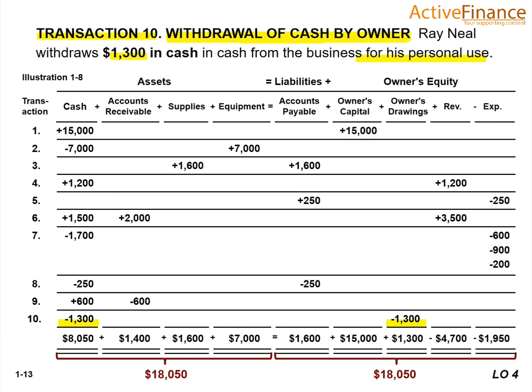and at the end we will add the individual accounts, and we will add all accounts. So this is the cash account, which is $8,050. We will plus with owner's equity $1,400 and plus $1,600 in the supplies account, and plus $7,000 in equipment, and these are the total assets of the company.